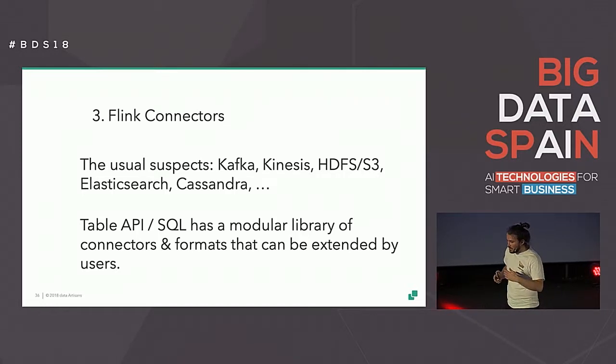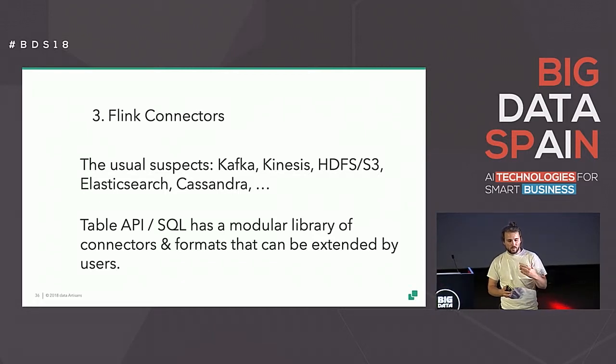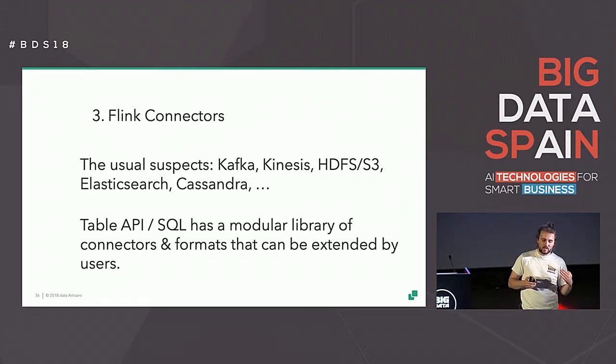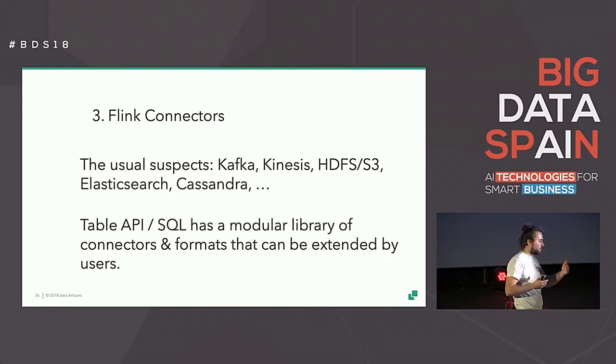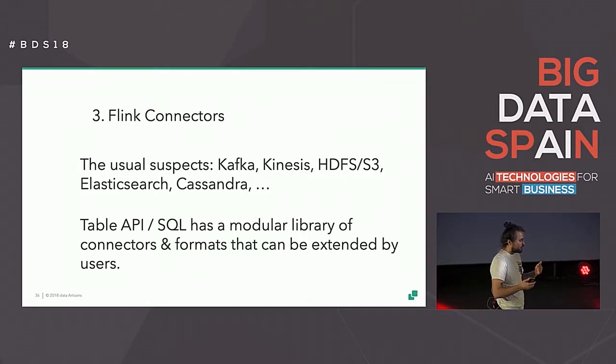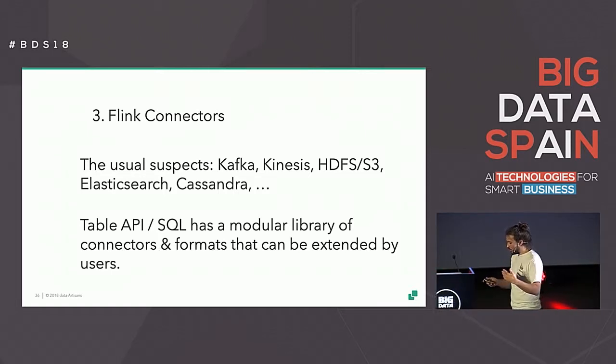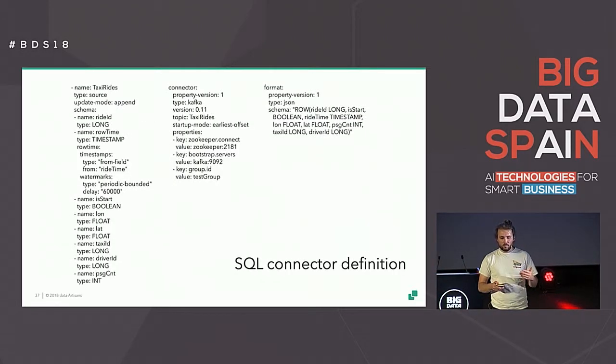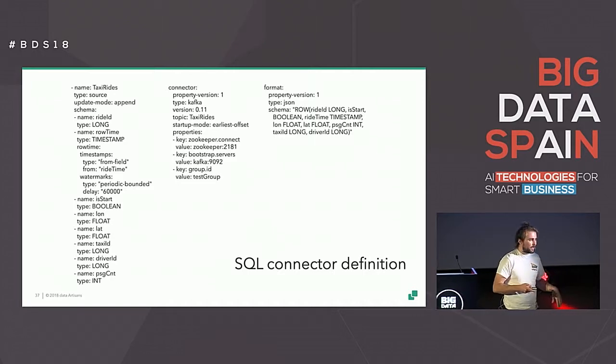And as I said, the third component is connectors. So Flink, of course, has the usual suspects of connectors. So you can connect to Kafka, you can read from Kafka, write to Kafka, there's Kinesis, there's Elasticsearch, Cassandra, there's someone in the process of contributing a PubSub connector. And as I mentioned, the table API has this modular library of connectors and formats that you can mix and match. So this is just an example.